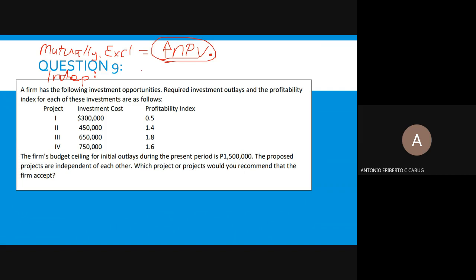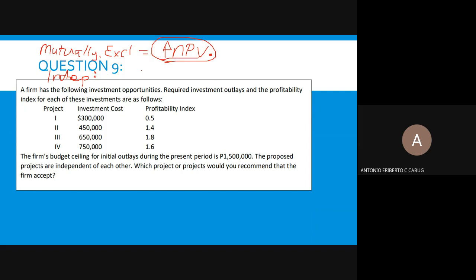NPV greater than 0, no? Positive NPV, IRR greater than WACC, PI greater than 1. All of them will be consistent, no? Kung sino yung pasado sa NPV, pasado rin yan sa IRR at sa PI. Kung sinong pasado sa PI, pasado rin yan sa NPV at IRR.